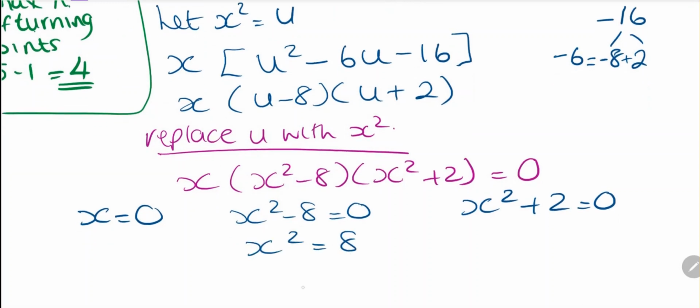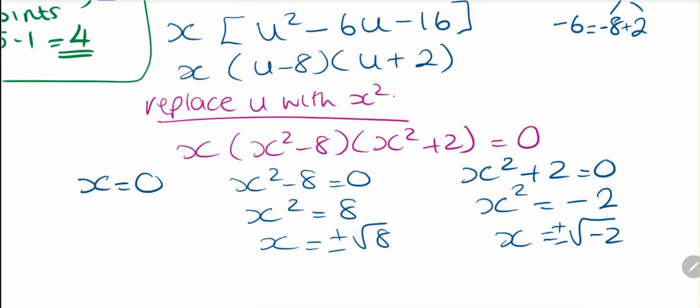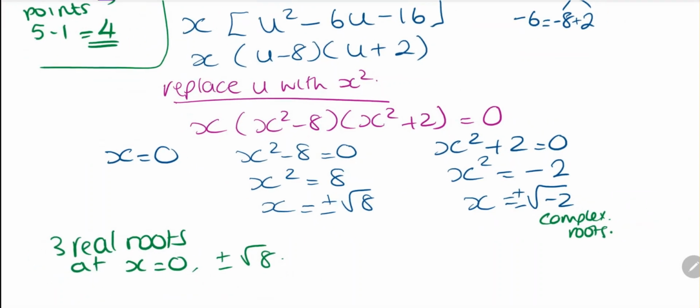So x squared is equal to 8, and then we take the square root. And for x squared is equal to minus 2, we have to take the square root, so plus or minus the root of minus 2. So this is going to give us complex roots. So there are 2 complex roots and 3 real roots. So we'll have 3 real roots at x is equal to 0 and plus or minus the root of 8. And then the others are the 2 complex roots.